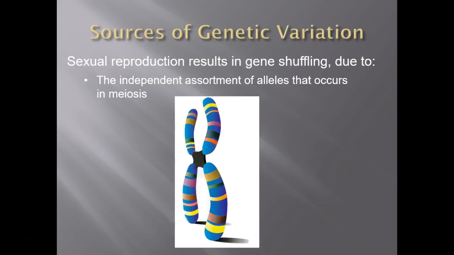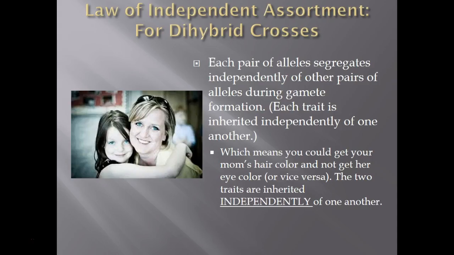Independent assortment of alleles that occurs during the process of meiosis, the formation of sex cells, also results in gene shuffling, much like shuffling a deck of cards and dealing them out is a random event. Well, when the sex cells are formed, the alleles for each trait are shuffled in much the same way and dealt out to the different sex cells. So it says each pair of alleles segregates independently of other pairs of alleles during that formation of gametes.